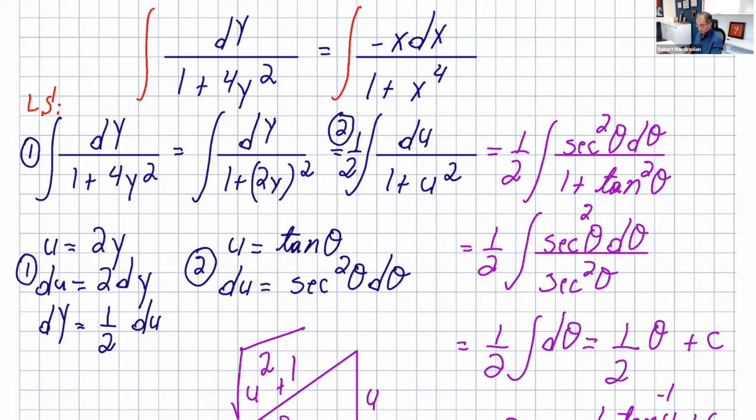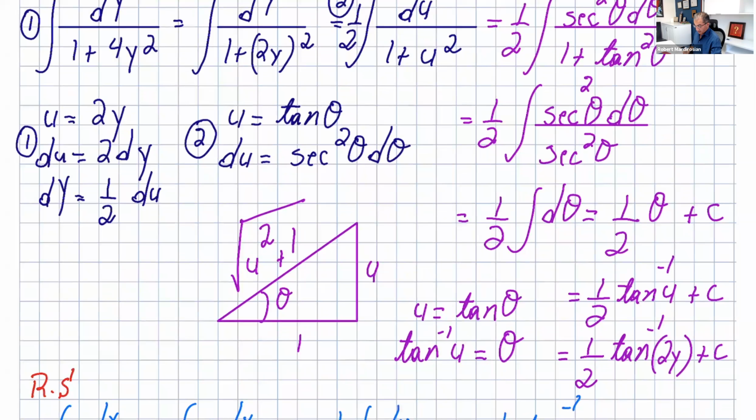You can take u equals tangent theta and du equals secant squared theta d theta. We can write this as du equals secant squared theta d theta, and the denominator is 1 plus tangent squared theta. But 1 plus tangent squared theta is just secant squared theta, from trigonometry, again the Pythagorean identity. So now the secants cancel each other and you're left with 1/2 d theta. And the integral of that is 1 over 2 theta plus c.